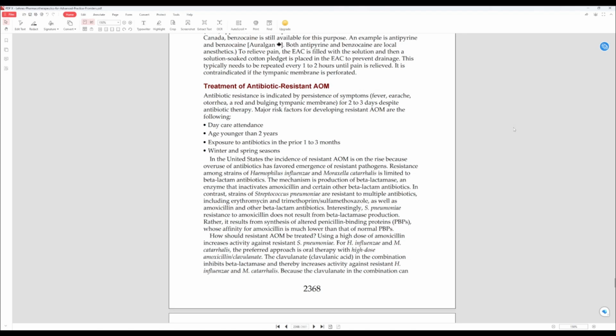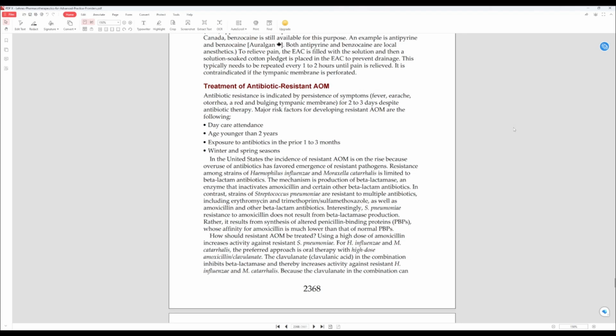In contrast, strains of Streptococcus pneumoniae are resistant to multiple antibiotics including erythromycin and trimethoprim-sulfamethoxazole, as well as amoxicillin and other beta-lactam antibiotics. Interestingly, S. pneumoniae resistance to amoxicillin does not result from beta-lactamase production. Rather, it results from the synthesis of altered penicillin-binding proteins, whose affinity for amoxicillin is much lower than that of normal penicillin-binding proteins. So, how should resistant AOM then be treated?